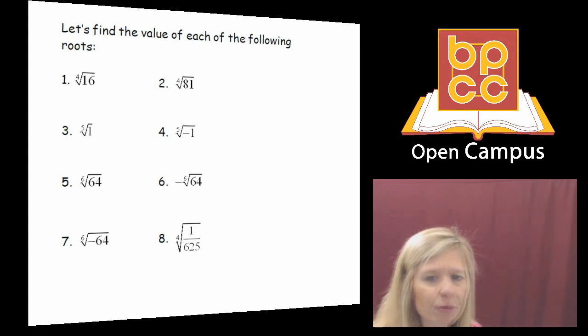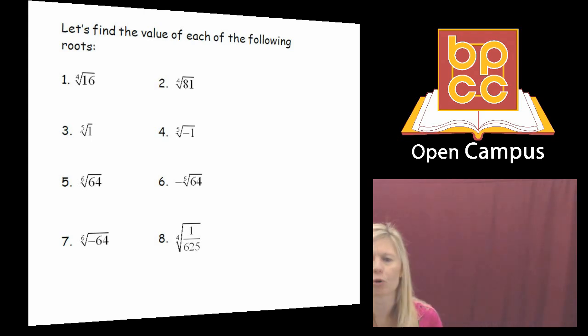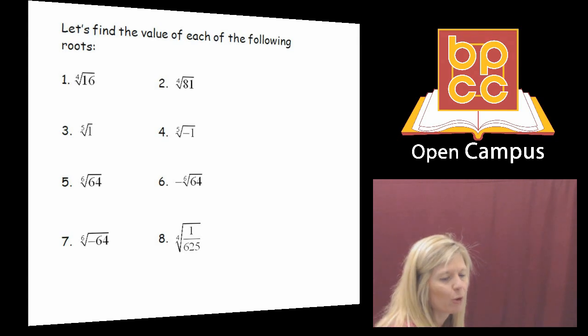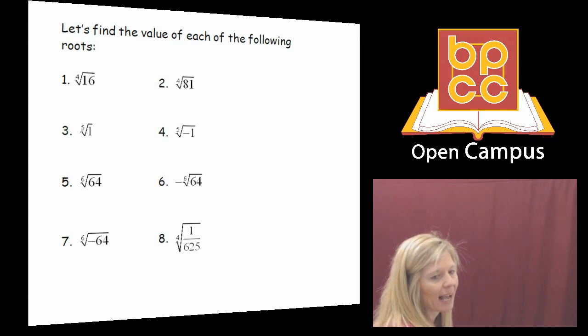If you look at example 3, that is the 5th root of 1. What number can you multiply 5 times that makes 1? Well, that's obvious. That's a 1. If you look at example 5, that's the 6th root of 64. So let's go to the board and look at that.